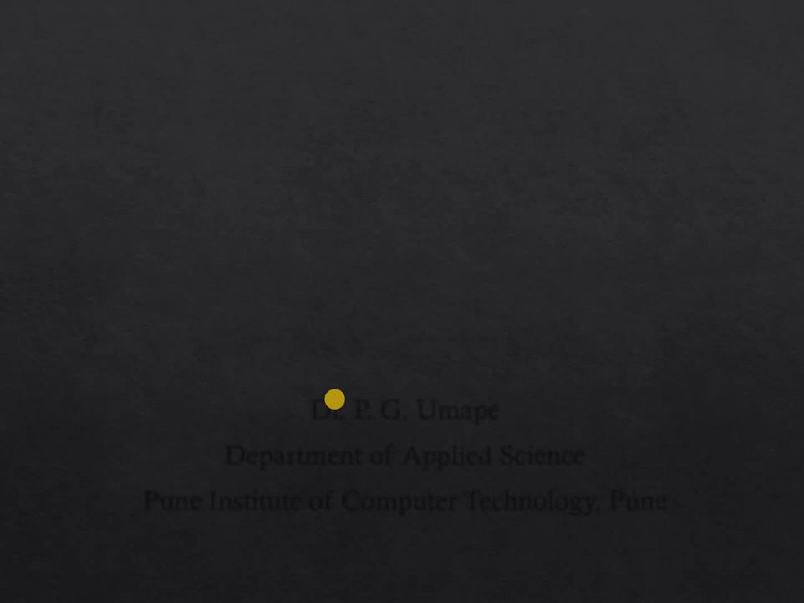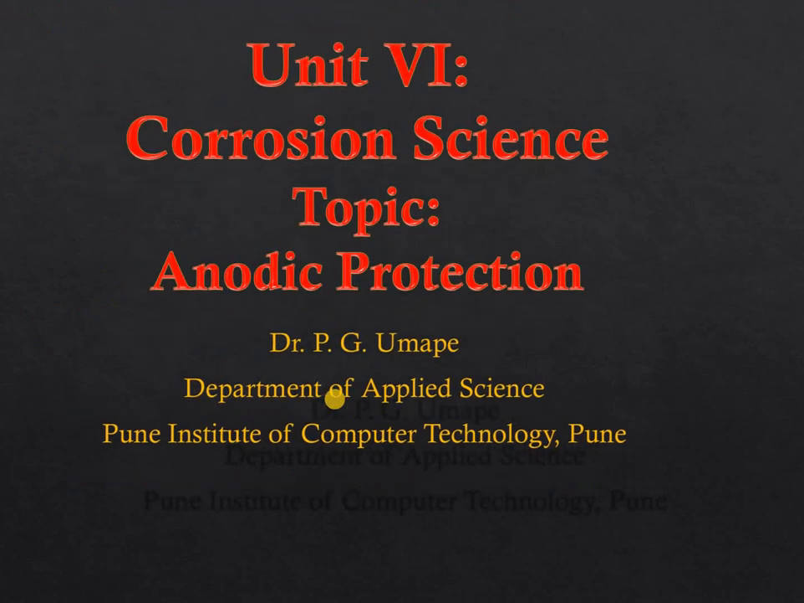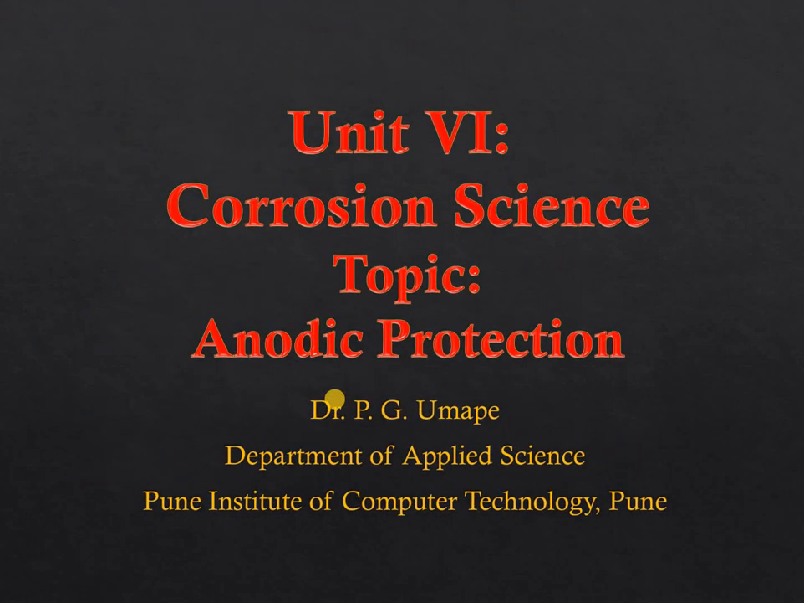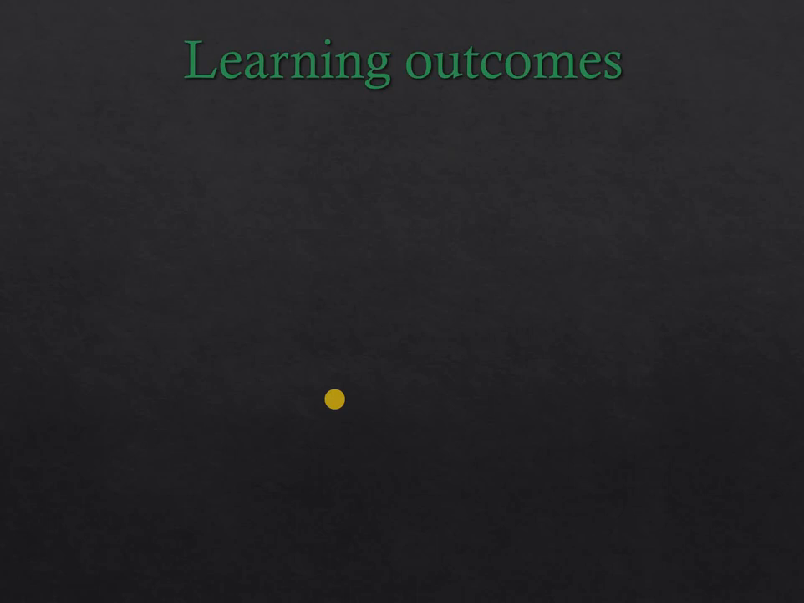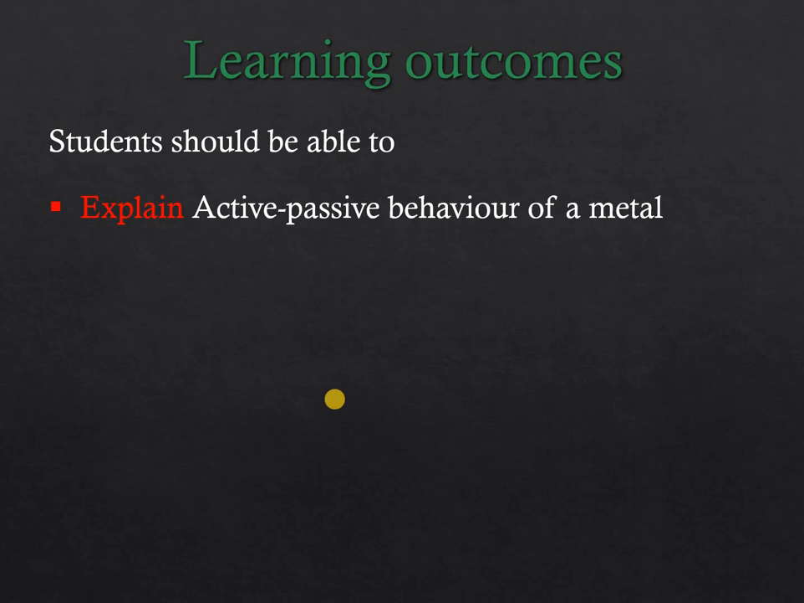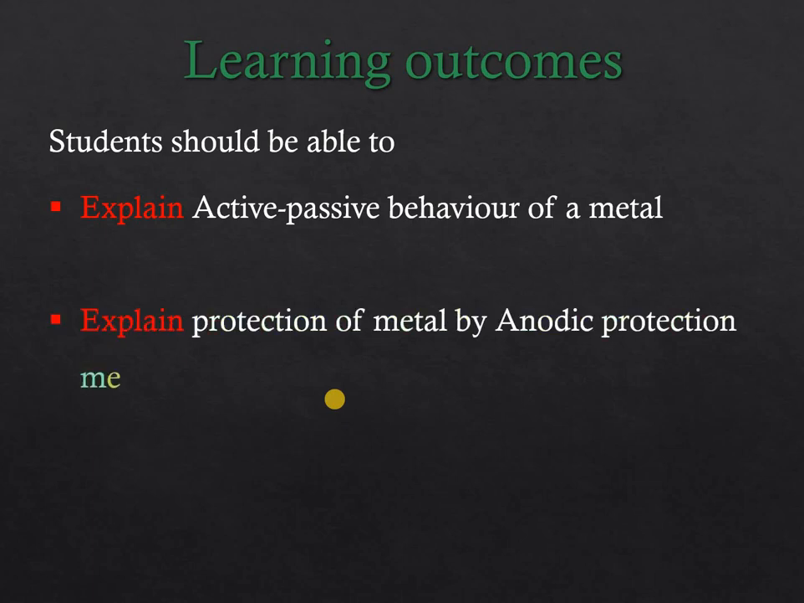Hi student. So in this session we are going to discuss the topic anodic protection from unit 6, corrosion science. The learning outcomes from this session will be: students should be able to explain active passive behavior of the metal. They should explain protection of metal by anodic protection method.